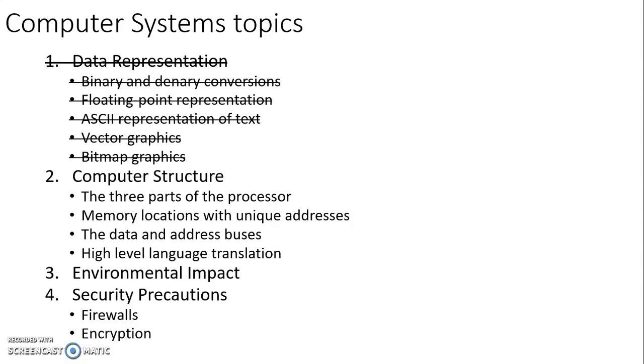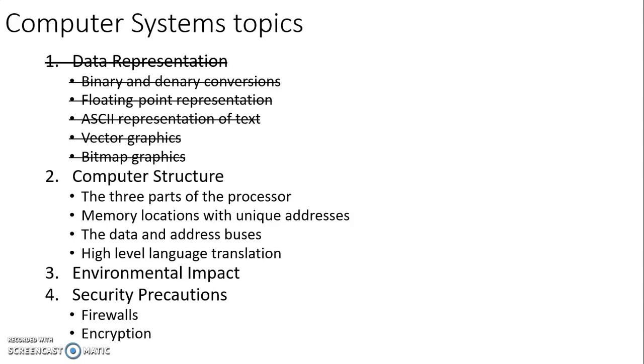As you can see, we finished the first topic of data representation. That ended with the vector and bitmap graphic lesson for lesson 4. So the second topic we're going to look at in computer systems is all about the computer structure. We'll have a look at the three parts of the processor, memory locations with unique addresses, the data and address buses, and finally high-level language translation.